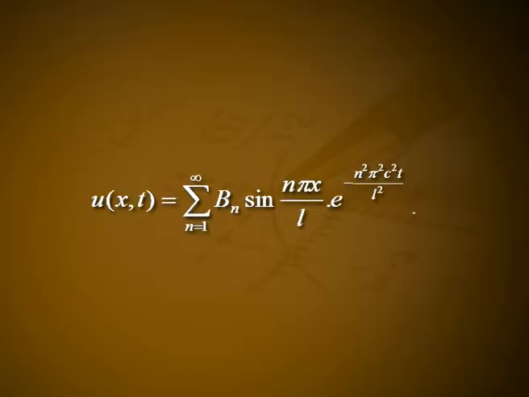By adding all such solutions for n = 1, 2, 3, etc., we obtain the most general solution as u(x, t) = summation n varies from 1 to infinity b_n sin(nπx/L) e^(-n²π²c²t/L²). By using the given initial condition, the coefficient b_n has to be determined.